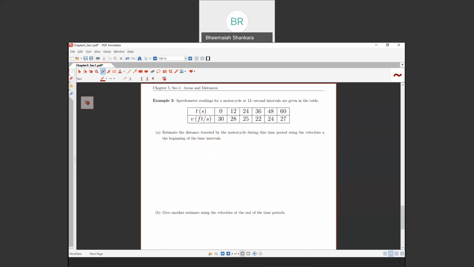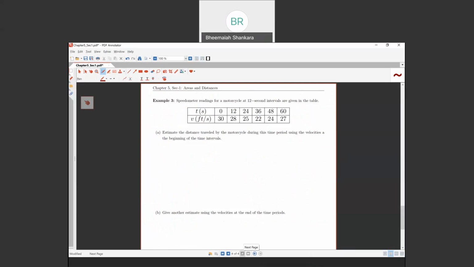The next example, it's an application problem. Speedometer readings for a motorcycle at 12 seconds intervals are given in the table. You want to estimate the distance traveled by the motorcycle during the first time period using the velocities at the beginning of the time interval.